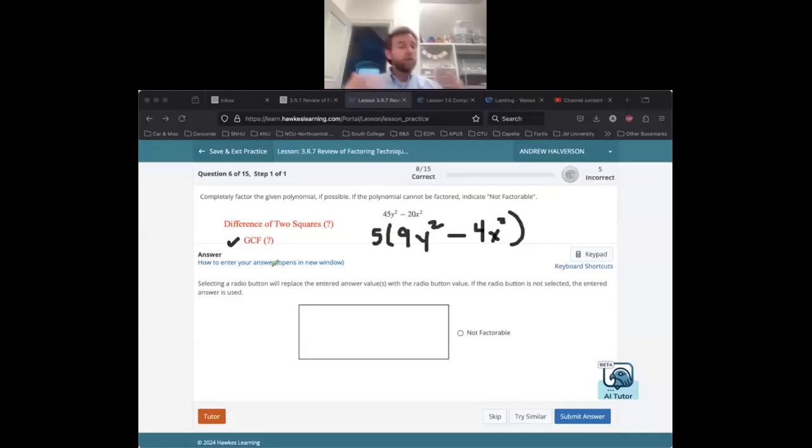Always ask yourself, hey, is there a GCF? A lot of times no, sometimes yes. Always got to ask. How about the difference of two squares? Look inside the parentheses. Is this thing factorable by difference of two squares? Go through your checklist. Two terms, a minus sign in the middle. What about the first and the last? Are they perfect squares?